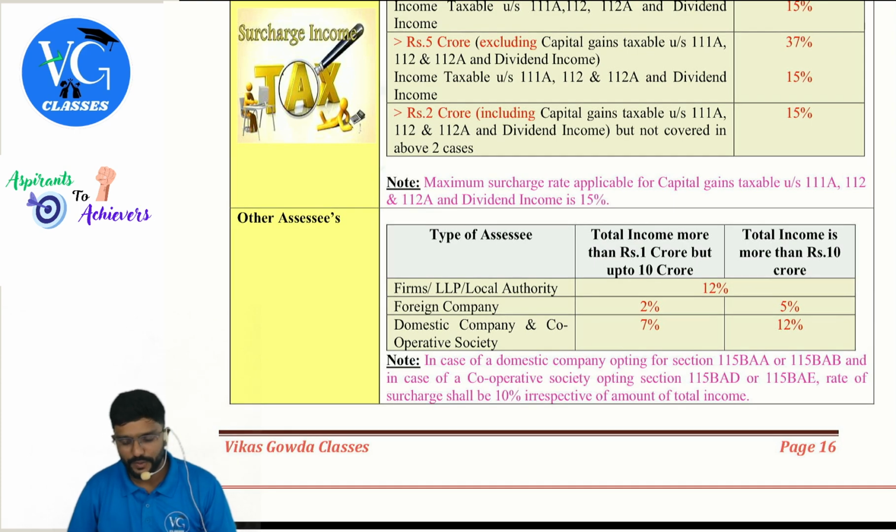So you can see I have given a note. Maximum surcharge rate applicable for capital gains taxable under section 111A, 112 and 112A and dividend income is 15%.